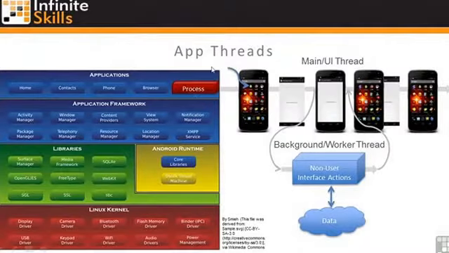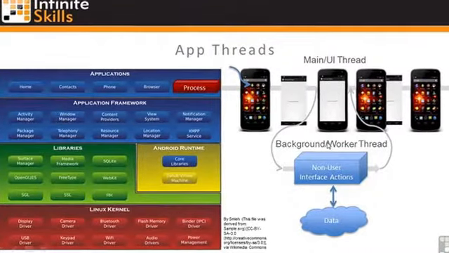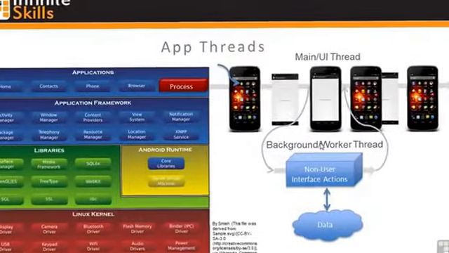First, recall this graphic we looked at in an earlier lesson about app threads. When an app starts, it's fired up in a Linux process in the main or user interface thread. The UI thread is responsible for maintaining an open interface with the user, and it should not be blocked with actions that take a while to complete, such as accessing data on the internet. So, background or worker threads should be used for these kinds of activities.